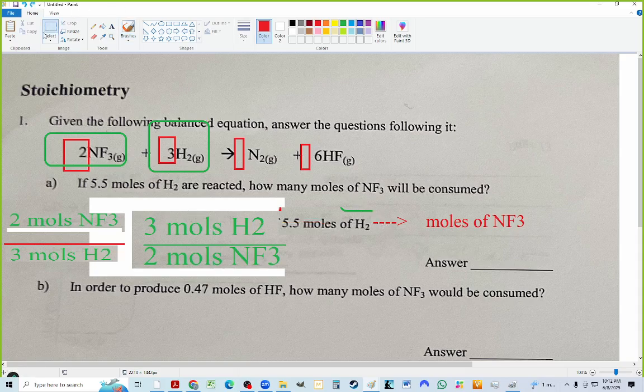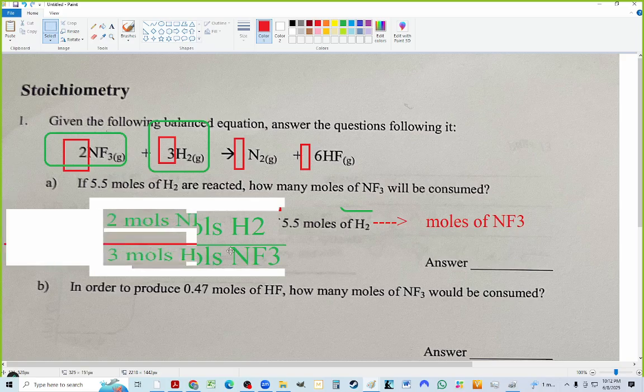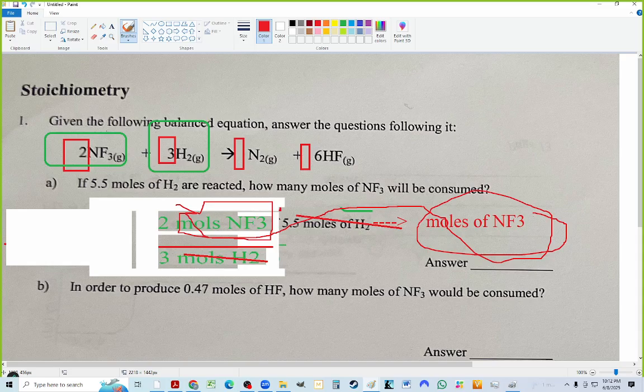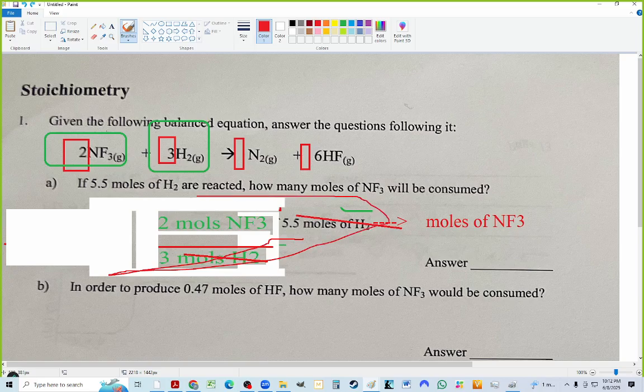But if I multiply by this fraction, notice that the words moles of H2 are at the bottom, right? So that means this here is going to cancel with this. And what words in this fraction am I left with? You're left with moles of NF3, which is what I'm looking for. So what I should do is multiply 5.5 not by 3, but by 2, and then divide by 3.